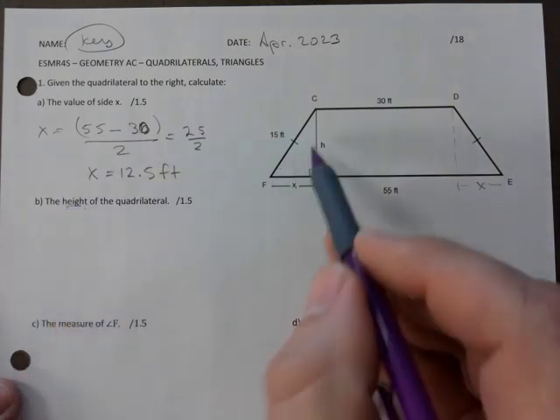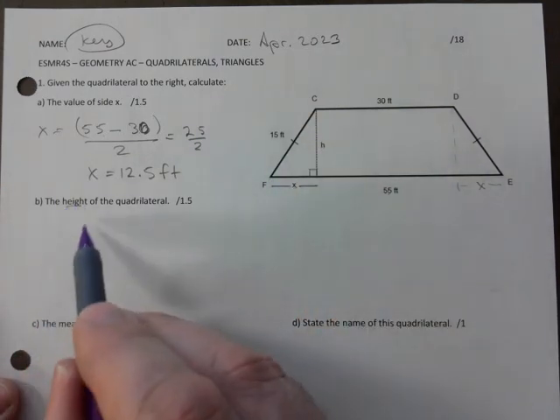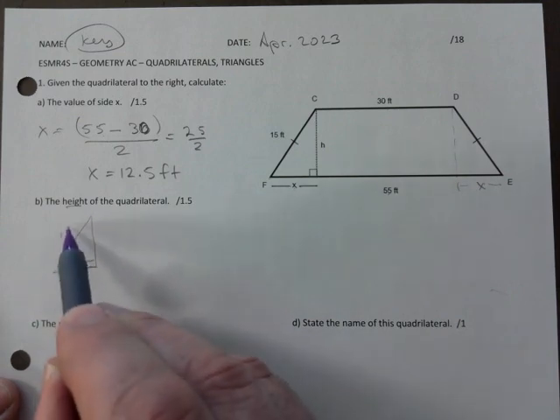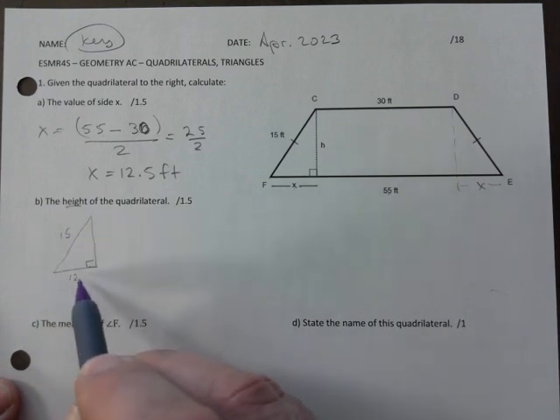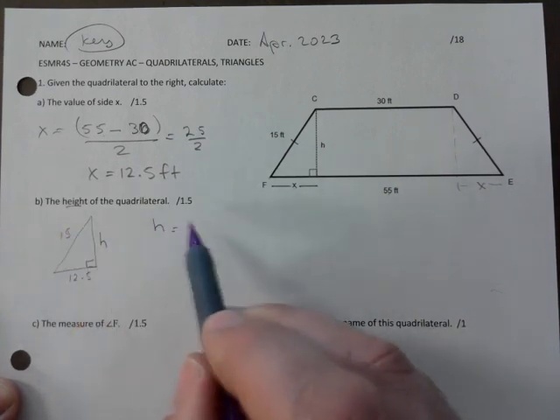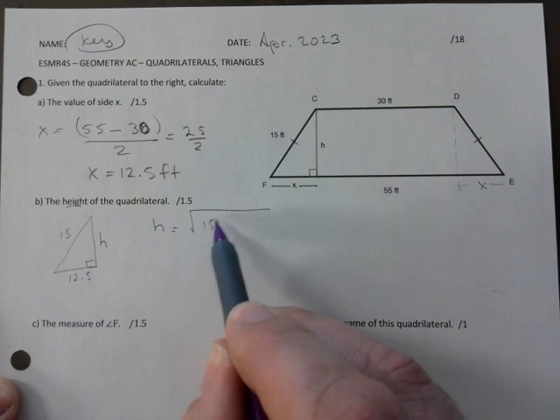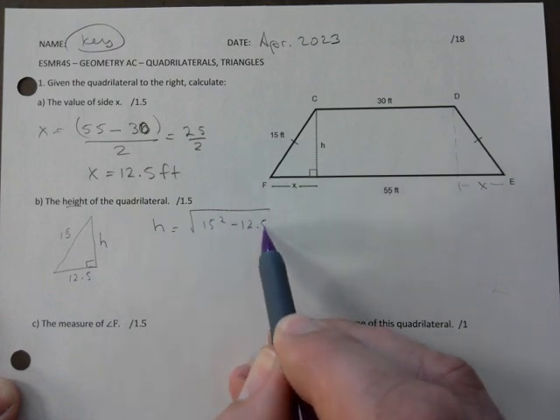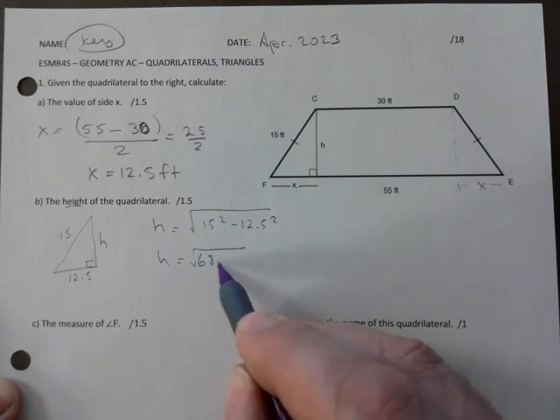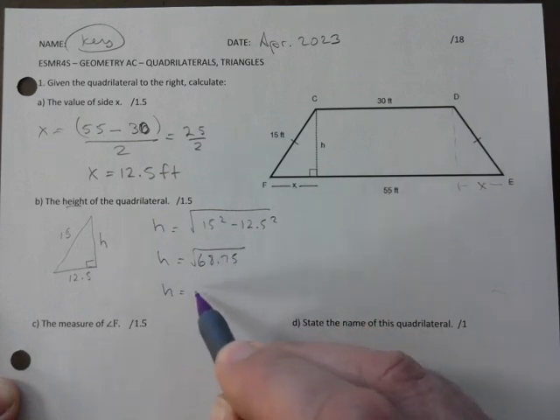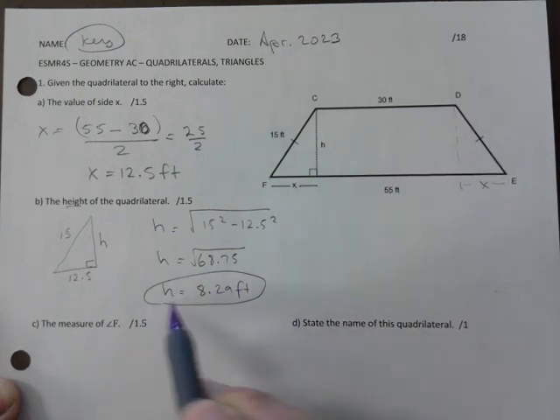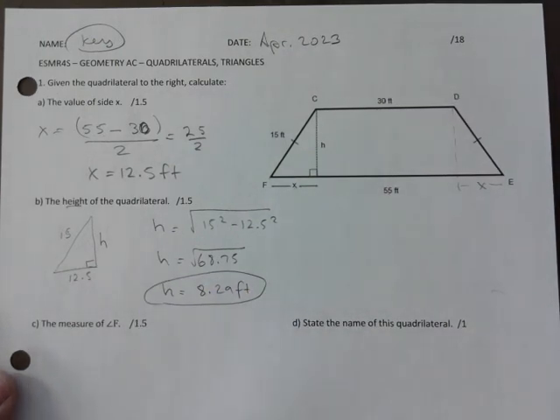The height of the quadrilateral, I was hoping you see the Pythagorean theorem application here, right? This is 15, this is 12.5, this is h. This is your hypotenuse, right? So you got to go hypotenuse squared minus the other leg squared. You get 68.75. You get 8.29 feet. 1.5 marks for that.